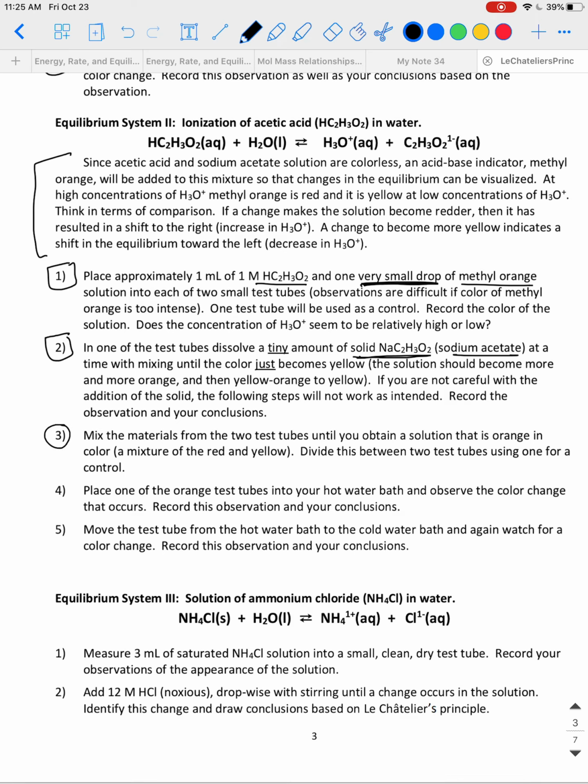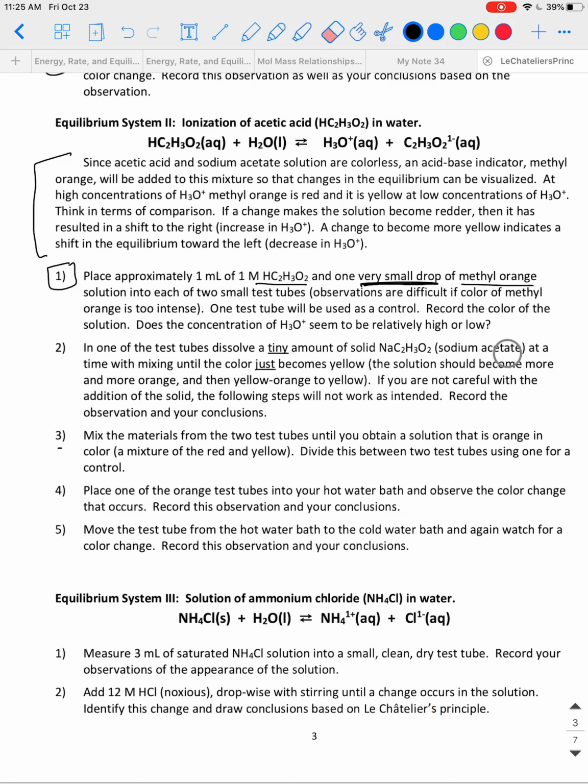All right, step 3 is you're going to mix in one of the test tubes, dissolve a tiny amount, just yellow if you're not careful. It says mix the materials from the 2 test tubes until you get a solution that is orange. So I believe here you're doing step 1 in one test tube, okay?